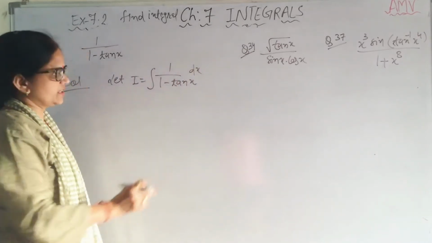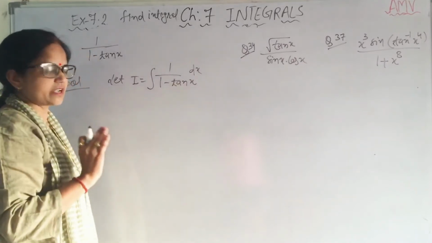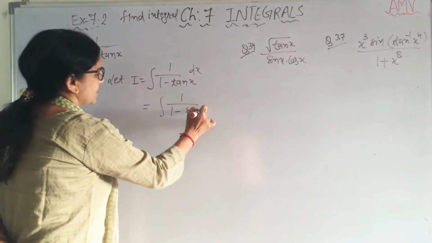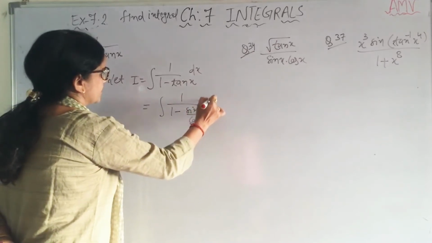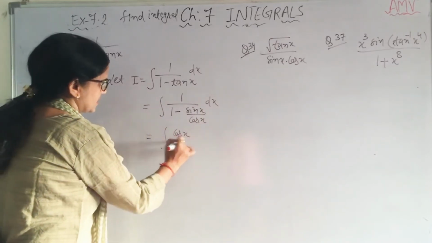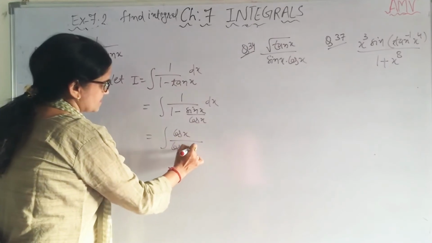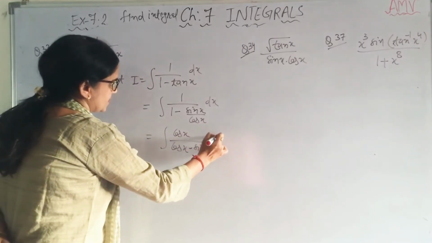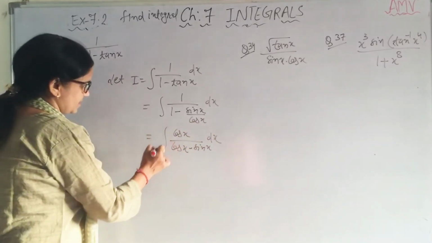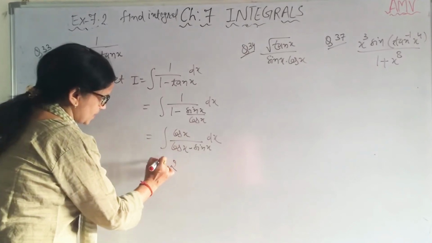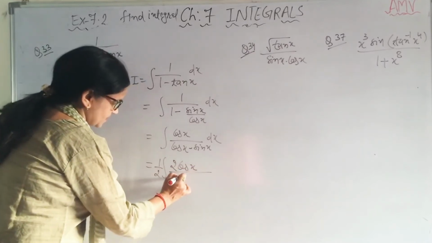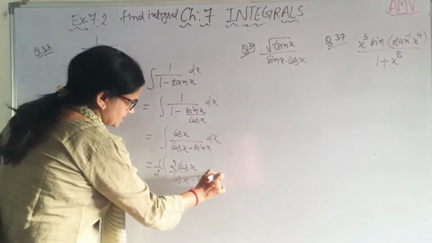Okay, now students, change the tan x into sin and cos form. So it is 1 by 1 minus, here tan x is sin x by cos x. Now take LCM, you will get here cos x upon cos x minus sin x. Okay, now we have to arrange this term. So I am here multiplying by 2 and dividing by 2. So it is 2 cos x by cos x minus sin x dx.